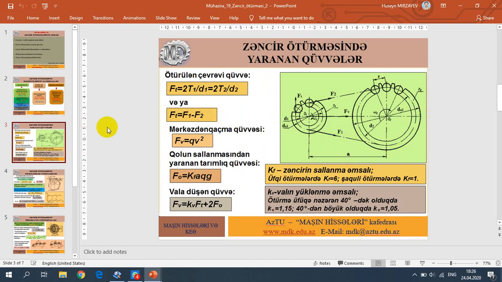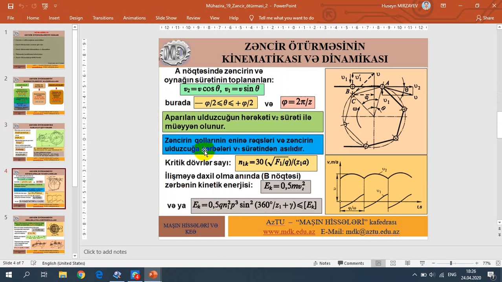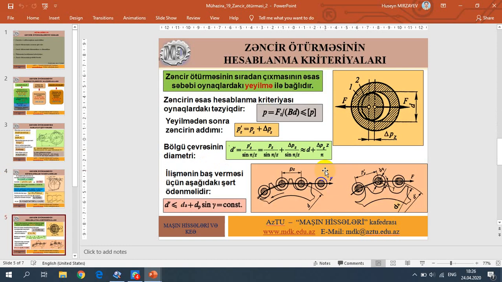Tangential force. Also tangential force may be found similar to the belt mechanisms, F1 divided by F2. Centrifugal force and sagging force. Kinematics of the chains. On the kinematics, velocity of the chains is calculated, and velocity ratio of the chains.